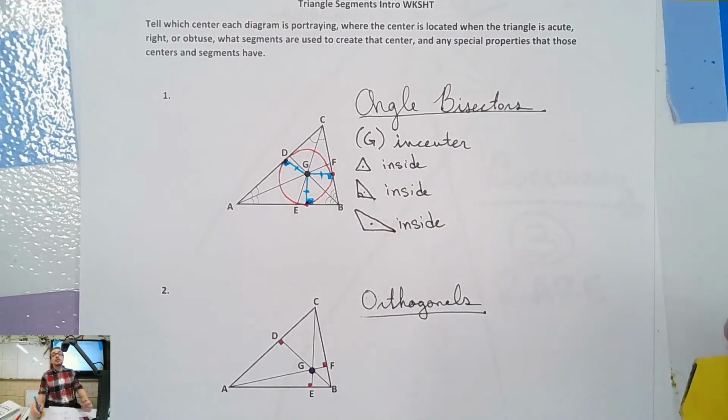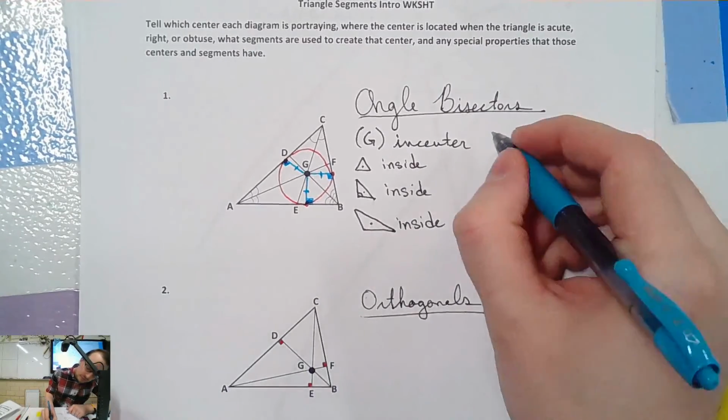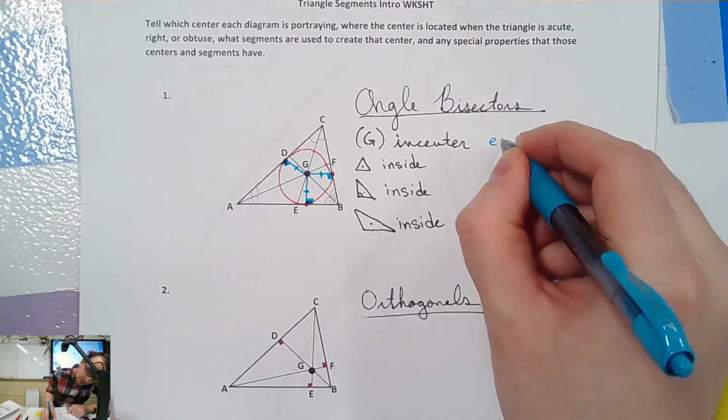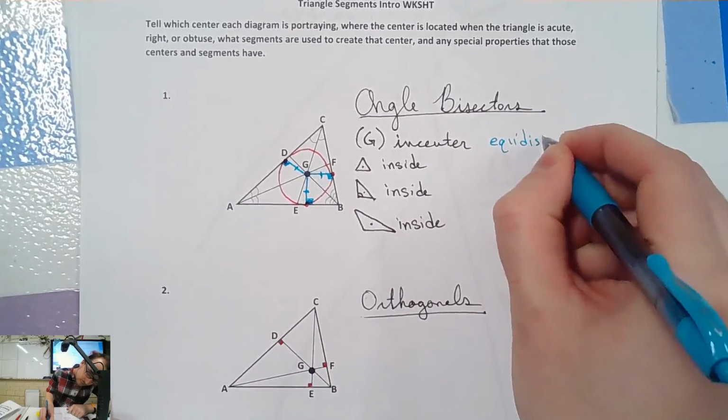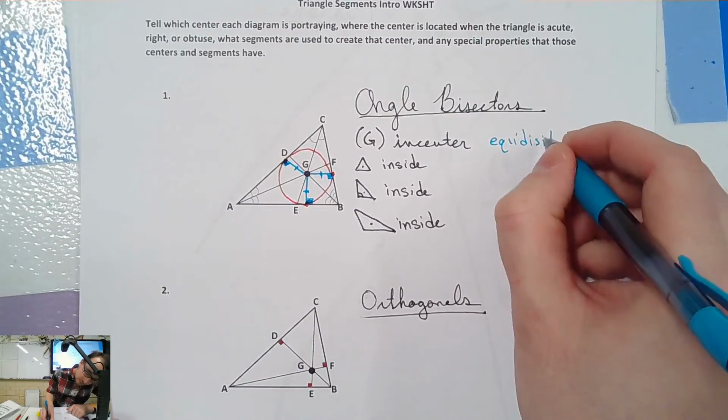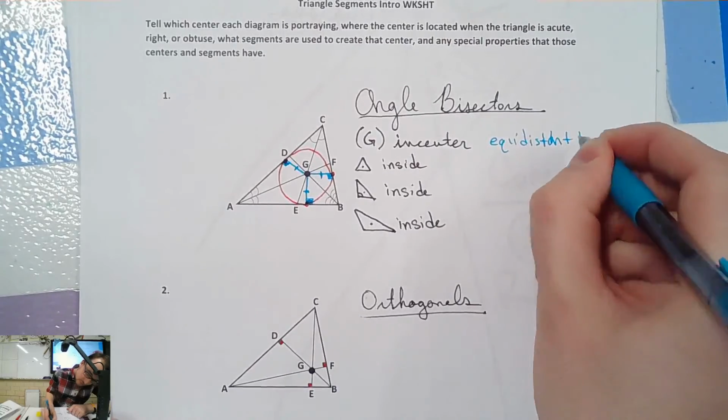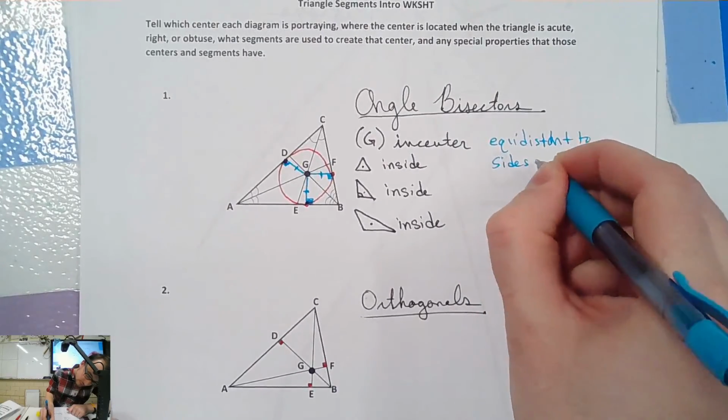So G is equidistant to the sides of the triangle. Is this what our test is going to look like? Yes. Oh, dear Lord, we have to draw the circle? Yes. Are you serious?